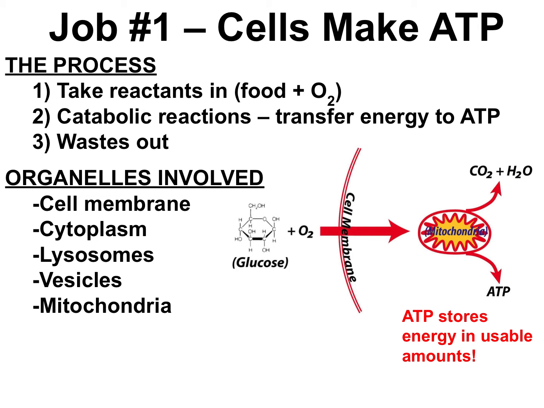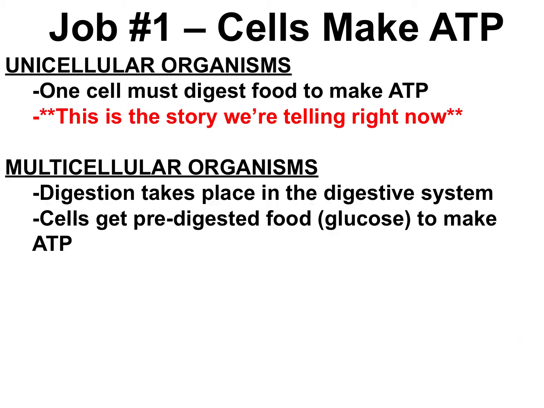Now, in the story of making ATP, we'll talk about these organelles. The specific version of this story, cells making ATP, that I'm going to talk about is how a unicellular organism would get a food particle and digest the food particle to make ATP. Now, multicellular organisms, keep in mind, have specialized cells and specialized organs just involved in the digestion process. And we'll come back to that later on in the class.